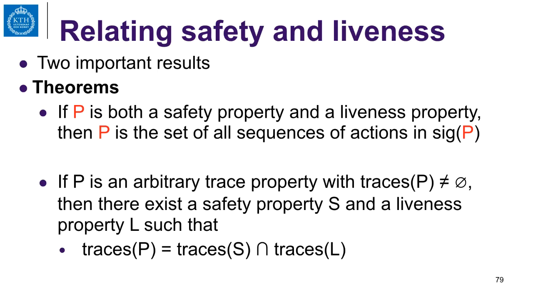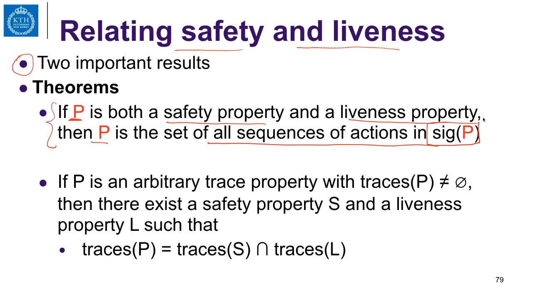We will now relate safety and liveness properties as trace properties with two important results that we will not prove. The first theorem says if P is a property that both satisfies the safety property and satisfies the liveness property, then P is a set of all sequences of actions in the signature of the problem P. So this says that there are no non-trivial trace properties that are both safety and liveness properties.